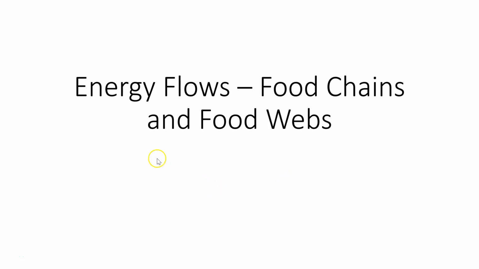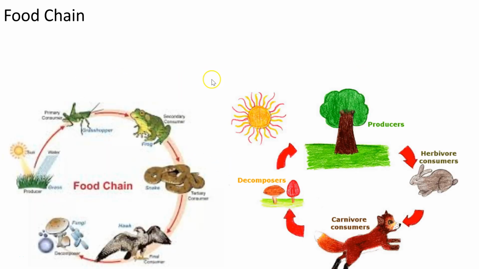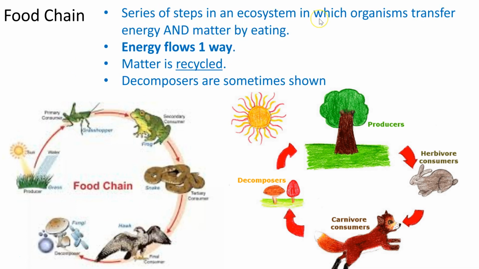All right, so to help you understand food chains and food webs, that's why I put together this video. A food chain, as you can see, is a one-way flow. It's a series of steps in an ecosystem in which organisms transfer energy, in this case chemical energy, and matter. Obviously when they're eating food, they're getting the glucose from the previous organism by eating. So energy is going to flow one way. Of course, matter is recycled over and over again.